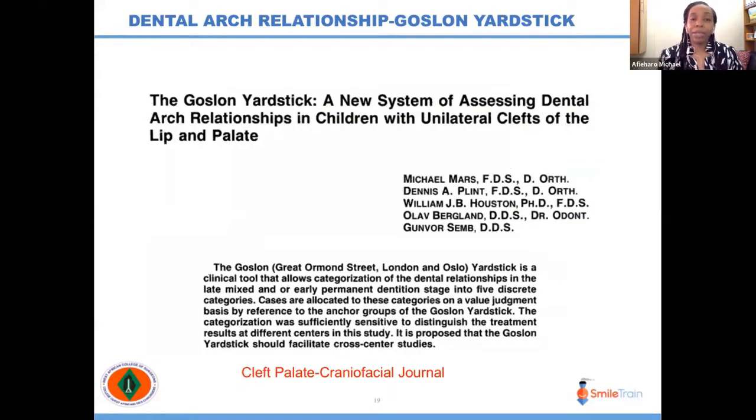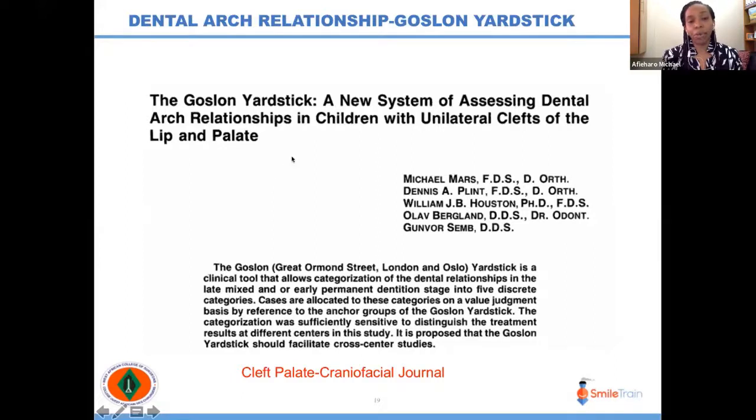Now, we look at dental arch relationship. I have here the GOSLON yardstick. The GOSLON yardstick is the most widely used tool for assessing dental arch relationships in children who have repaired unilateral clefts of the lip and the palate. In the development of this yardstick, it actually exemplifies the importance of adequate documentation of every intervention we make with these patients, as well as proper archiving of the records, because they took dental models of children who were 12 years old and had had little or no orthodontic intervention in their care.